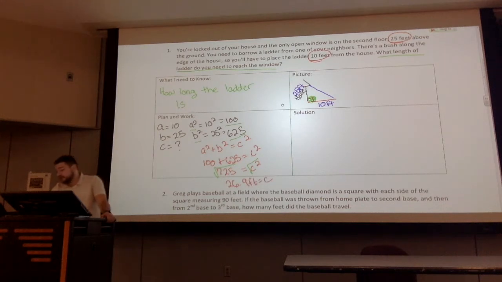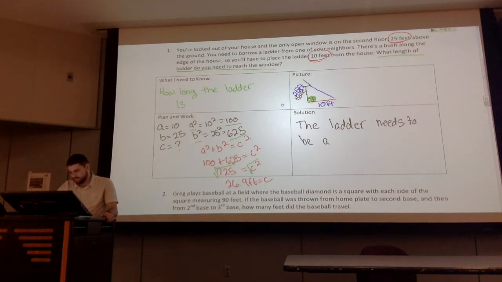Now our final step is just to write a sentence in the context of the problem. So we can write a sentence that says, the ladder needs to be at least 26.9 feet to reach the window.